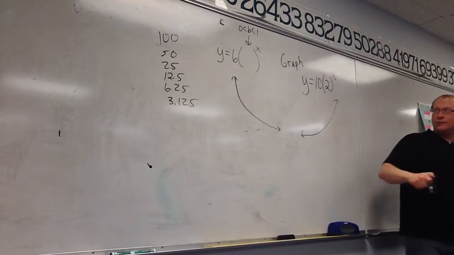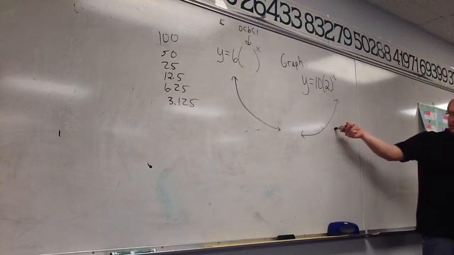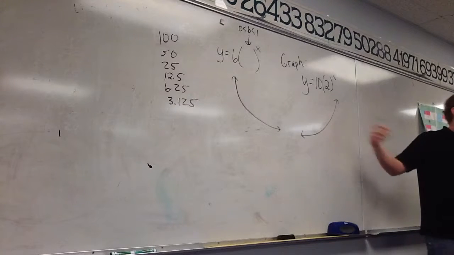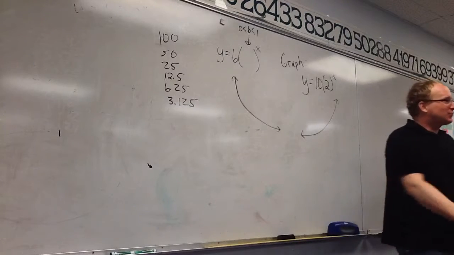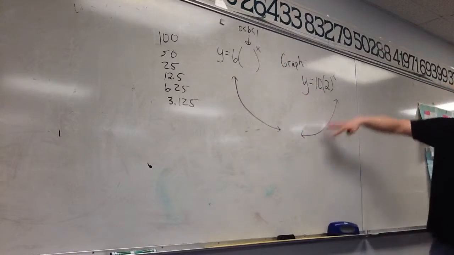If you go above 1, what happens? It goes up. If you go negative, what happens? It doesn't work. I don't know. So all of these graphs will either look like this or look like this.